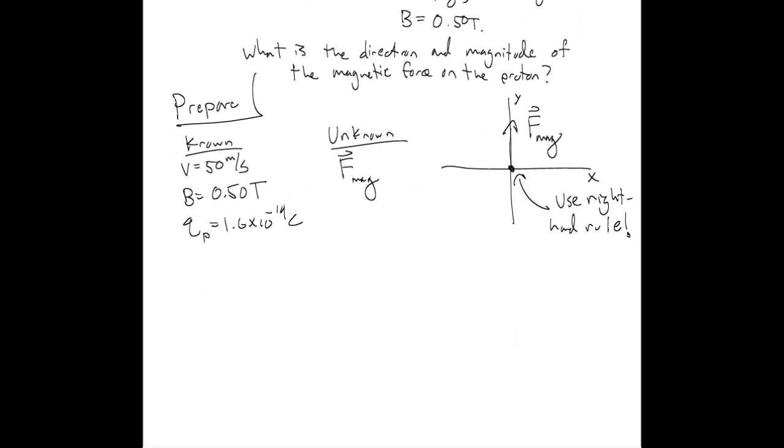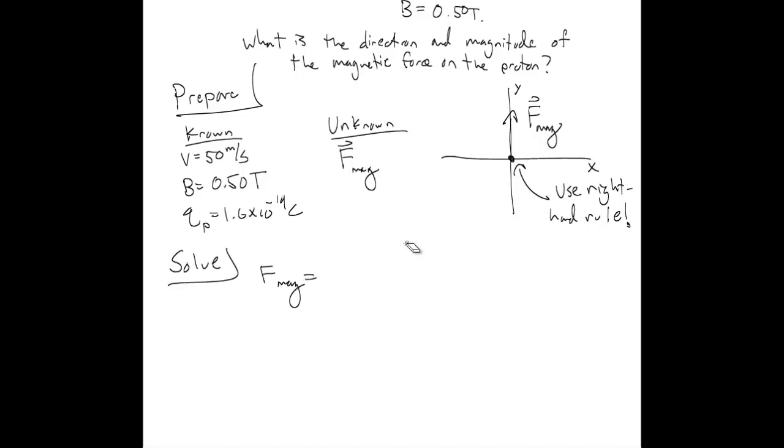Now that we have all the forces listed, we can solve for what we want to find, which is the magnetic force. The magnitude of the magnetic force is equal to the charge times the speed times the magnitude of the magnetic field. In principle, we should also have a sine of an angle alpha between the magnetic field and the velocity, but here the angle is 90 degrees, and so sine of 90 degrees is just 1.